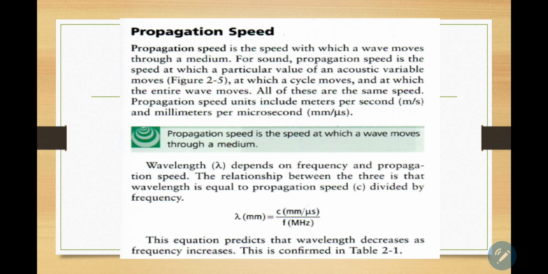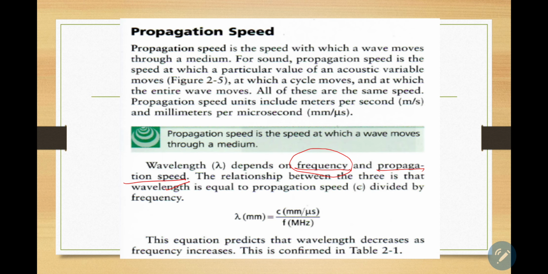Okay, propagation speed with which a wave moves through a medium is usually the speed at which the completed travel of the sound waves will be considered in imaging. So that's how fast it travels. Okay, and usually wavelength depends on frequency and the propagation speed. So, ibig sabihin, class, yung distance na tina-travel ng sound waves is dependent on the frequency, that's your energy, or the time it takes for one complete cycle to occur, and the speed, or how fast it is.